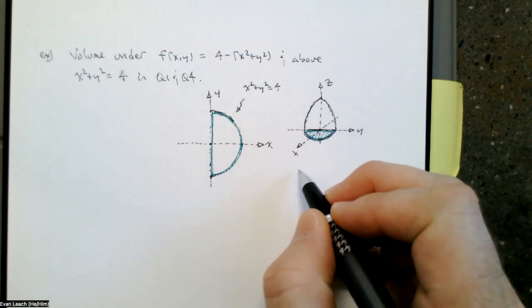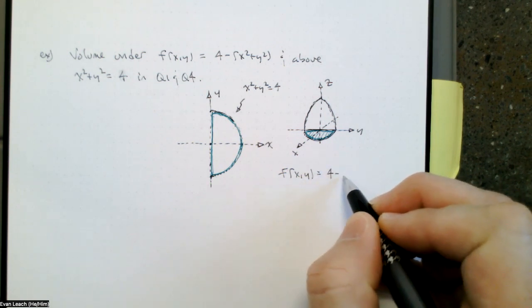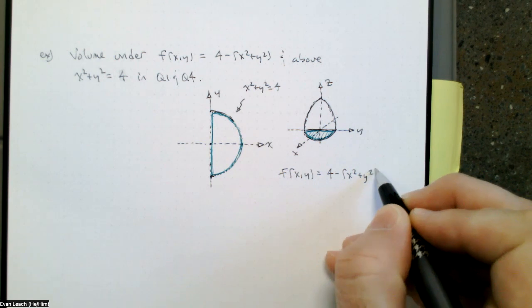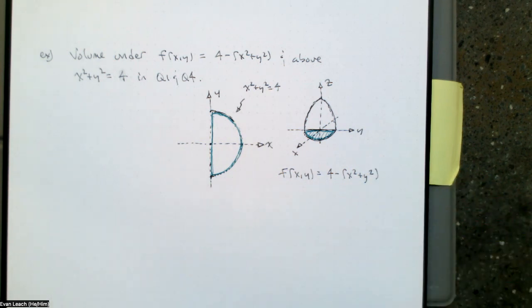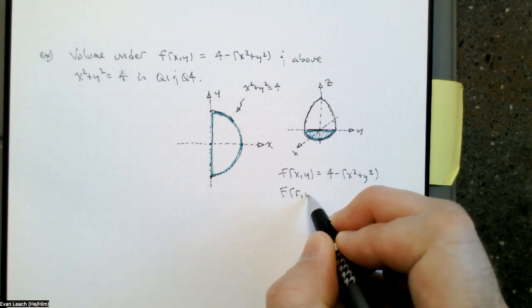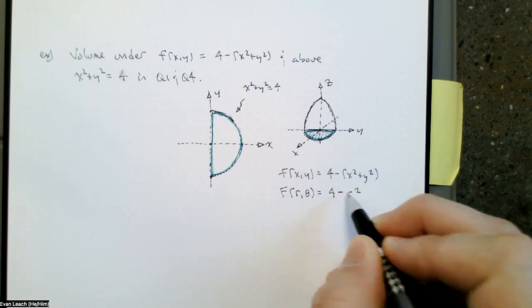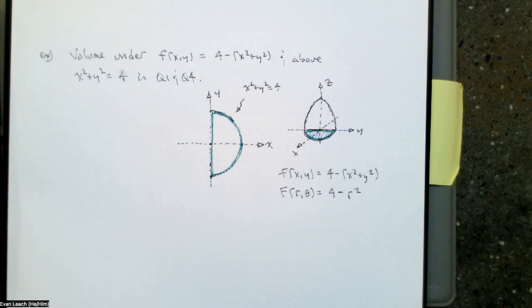So our function of x and y is 4 minus x squared plus y squared, because we're just going to start with a point at 0, 0, 4, and then subtract a larger circle as we fall down. Our function in polar coordinates is going to replace the x squared plus y squared with r squared, because that's the relationship between x, y, and r. x squared plus y squared is equal to r squared. So our function is still communicating the same thing: start with this point and subtract bigger and bigger circles.